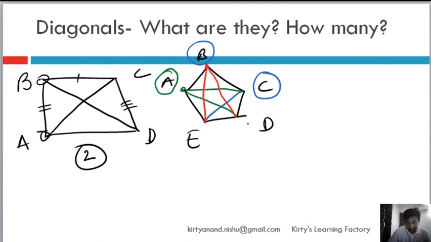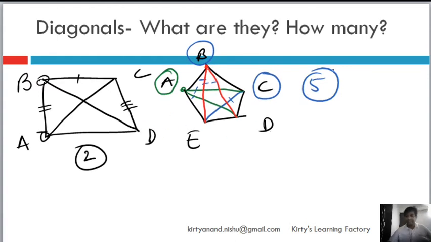From point D, the first diagonal which I will draw will connect point A, but I have already drawn it. The second one which I will draw will go and join point B, and that also I have already drawn. Same for point E, because EC and EB are already drawn. So how many diagonals are there? 1, 2, 3, 4, 5. 5 diagonals are there. Okay.